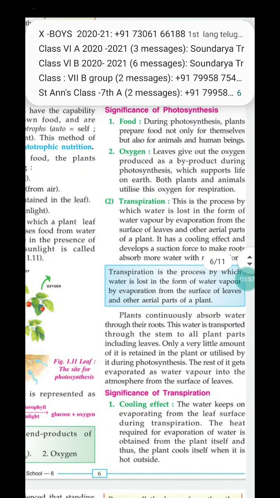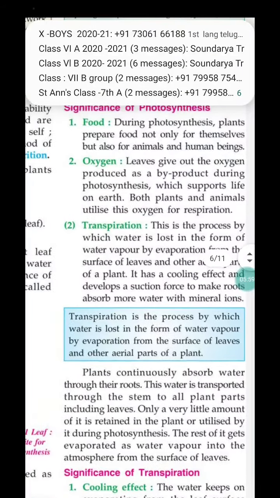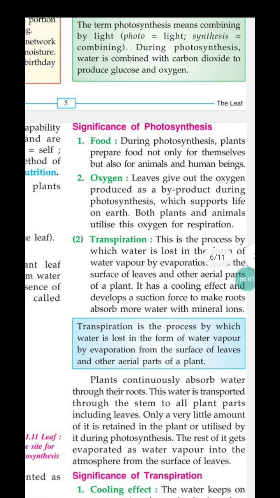Now, significance of photosynthesis. What do you mean by significance? Significance means uses. What are the uses of photosynthesis? First and foremost use is food. What is prepared during photosynthesis? Food, isn't it? The food that is prepared by plants is stored in the form of vegetables, fruits, or in the roots, in leaves, isn't it? That's why we eat different parts of plant as food.